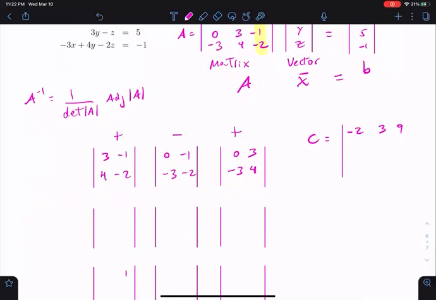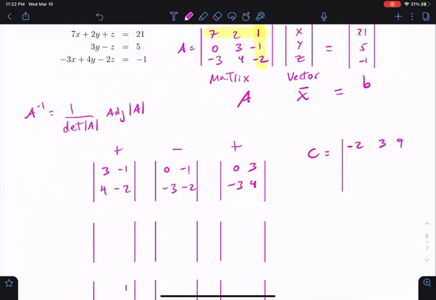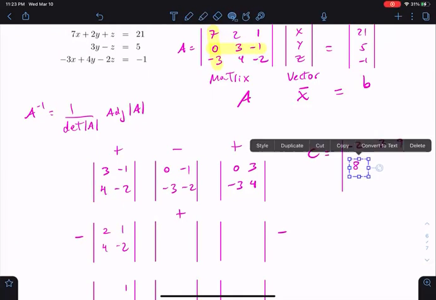Next, what is the cofactor of 0? So I need to erase this. Cofactor of 0 is 2, 1, 4, negative 2. Remember, this is minus, plus, minus. So when you compute this, you get negative 4 minus negative 4. So that's positive 8, because of the sign outside. So this 8 represents the cofactor of 0.